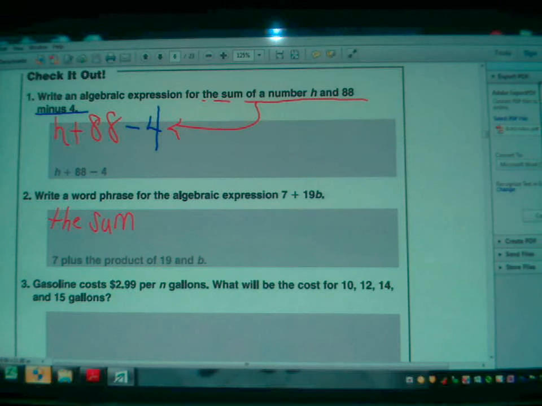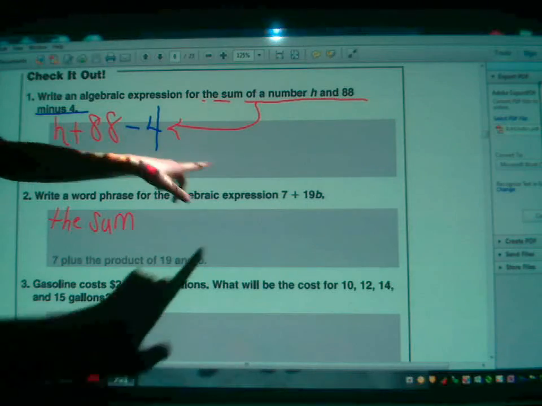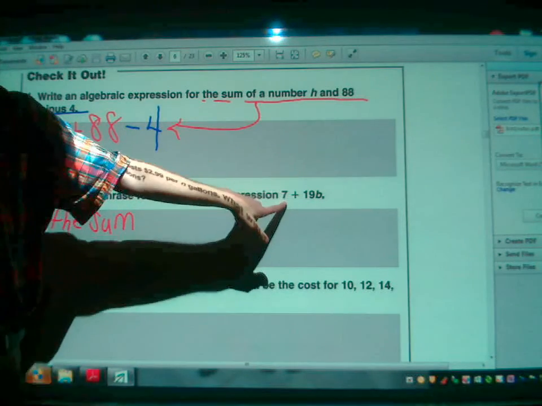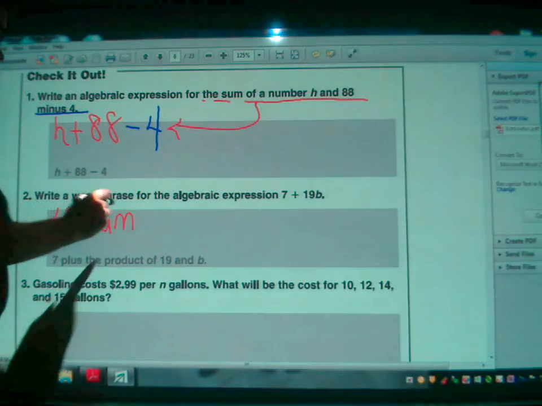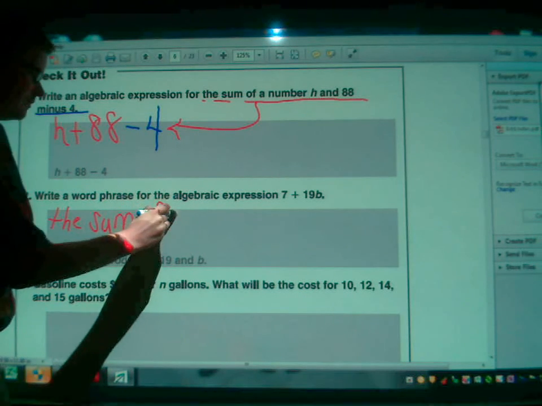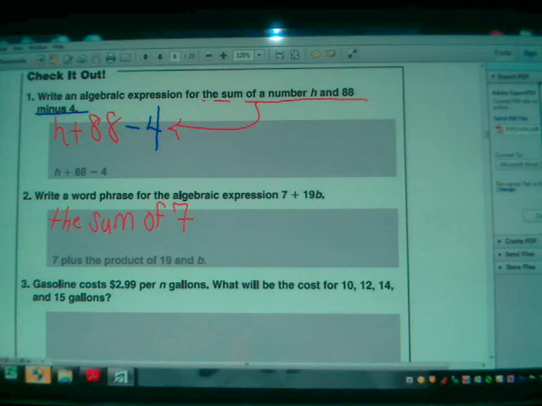All right, so what are we summing here? We're summing together 7, and I'm starting off with the first part. You could start with the second part, but I'm going to start with this first part here. I'm adding together 7, so we're going to say the sum of 7. And now we'll have to take a look at that last part, 19b. Well, what is 19b? It's 19 times b. So you could say it that way if you wanted to be really blatant. You could say the sum of 7 and 19 times b. But we can say that a little more mathematically sound way.